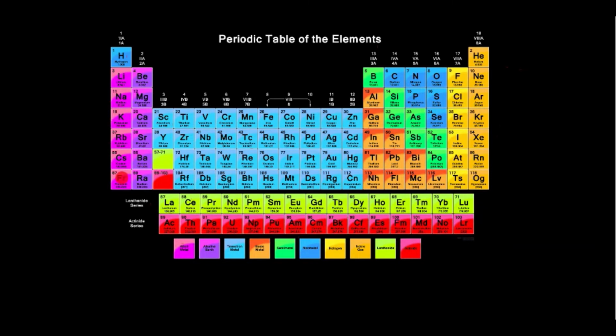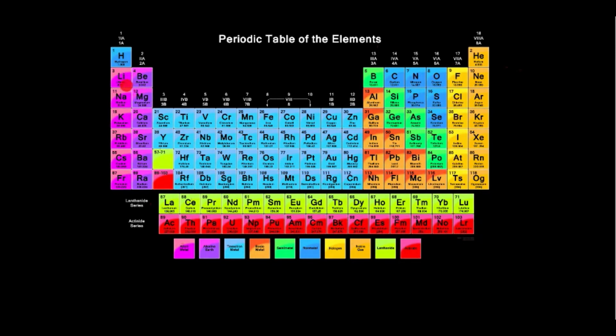Now we will discuss the groups of the periodic table. First of all, we must know what groups are. The vertical columns of the periodic table are known as groups. Vertical columns are known as groups.